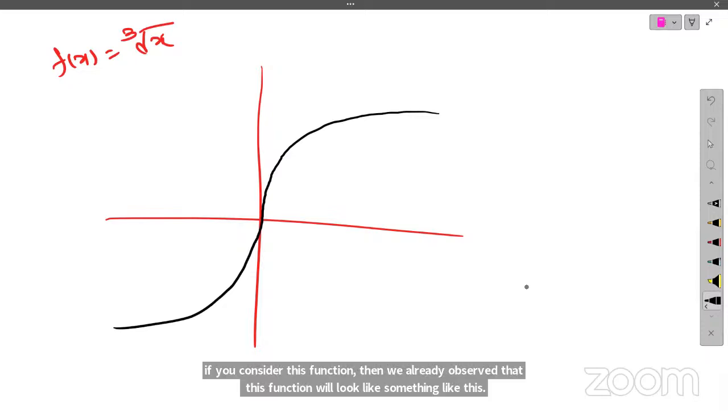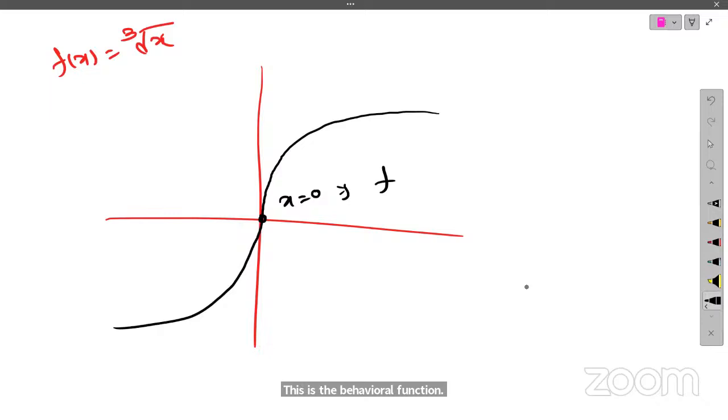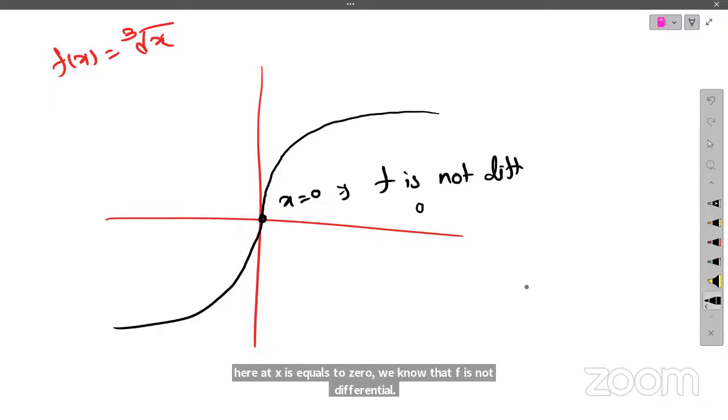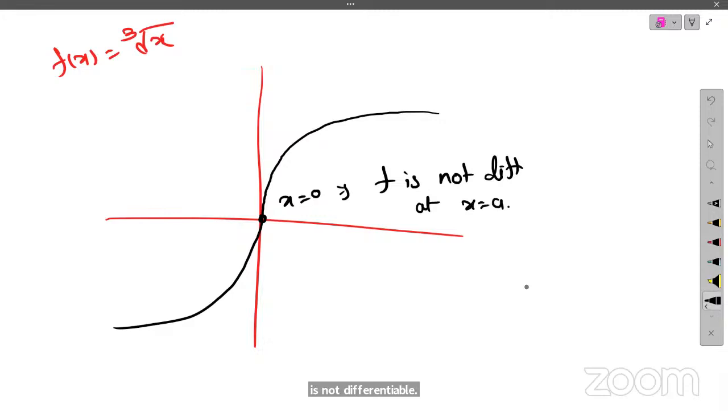This is the behavior of the function. Now here at x equals 0, we know that f is not differentiable. So because of this point, such kinds of points are also critical points.